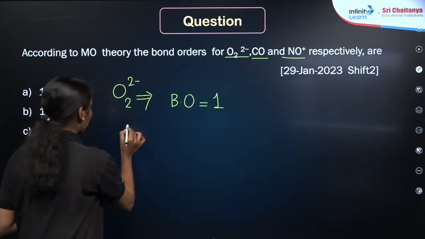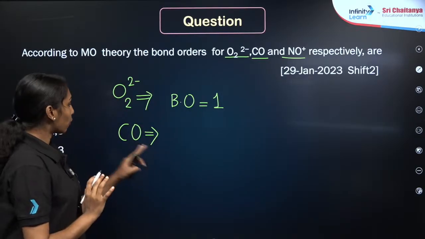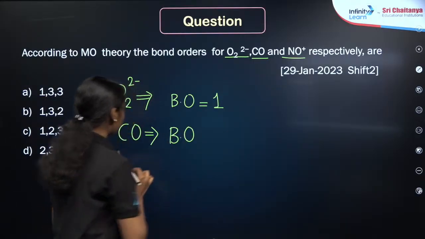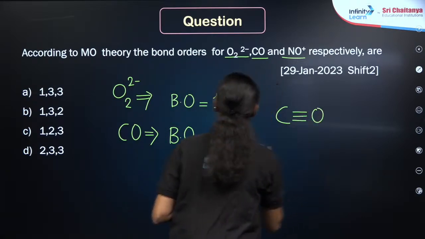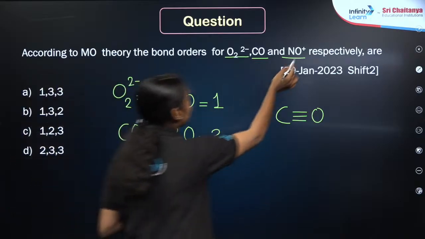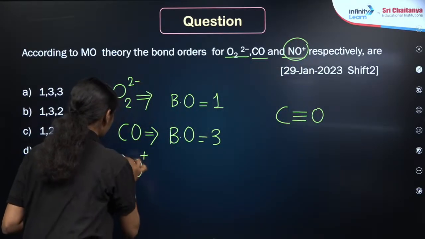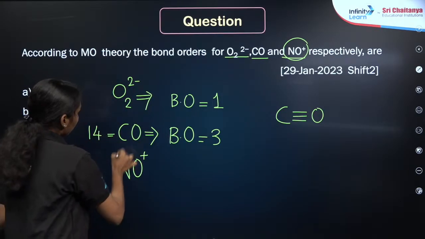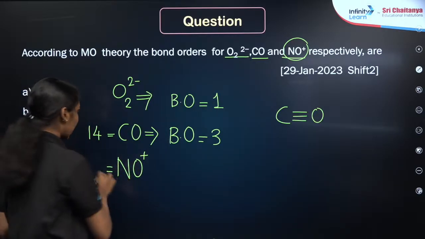Then for carbon monoxide, just write down the electronic configuration and find out the bond order. Otherwise you must have an idea about the bond order of carbon monoxide, right? It is forming a triple bond, C triple bond O. So we can say that it is again 3, right? Then what about the speciality of the NO plus molecule? This CO molecule contains 14 electrons, 6 plus 8, 14 electrons. Here it is also 7 plus 8 minus 1, again 14 electrons.